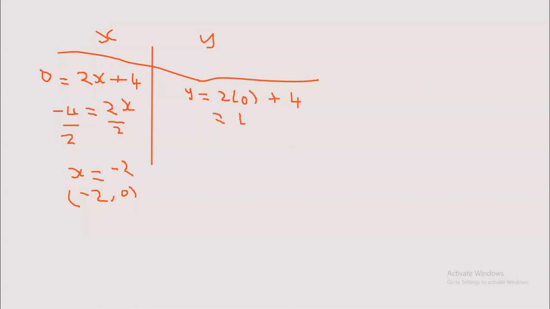So remember, x is 0, so the y-intercept will be 0 and 4. And then from here, you must go and draw the graph. So for the graph, just plot those 2 points.